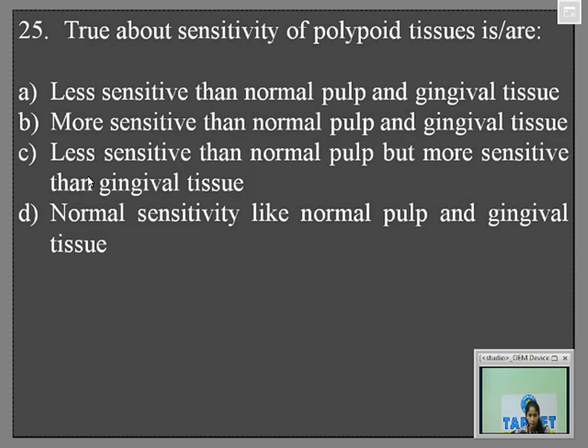Next question, true about sensitivity of polypoid tissue is?